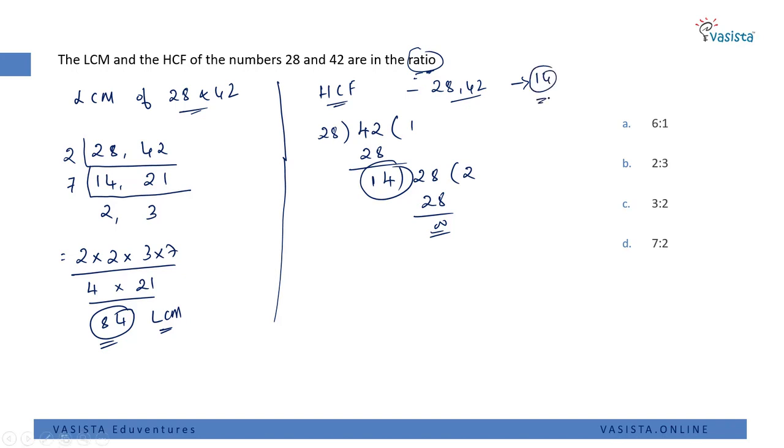That is, the HCF of 28 and 42 is 14. Now we need to find the ratio of LCM and HCF. That is going to be 84, the LCM, is to 14.